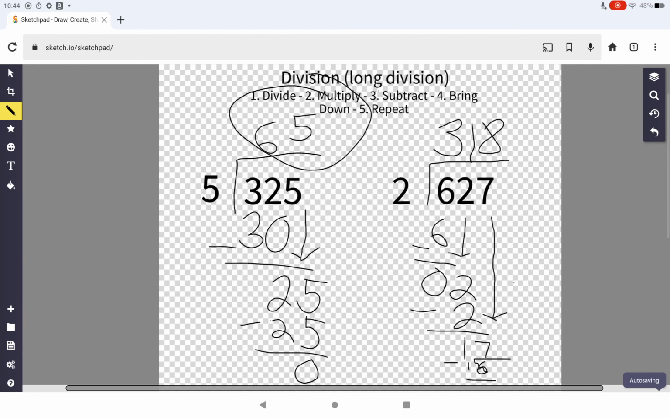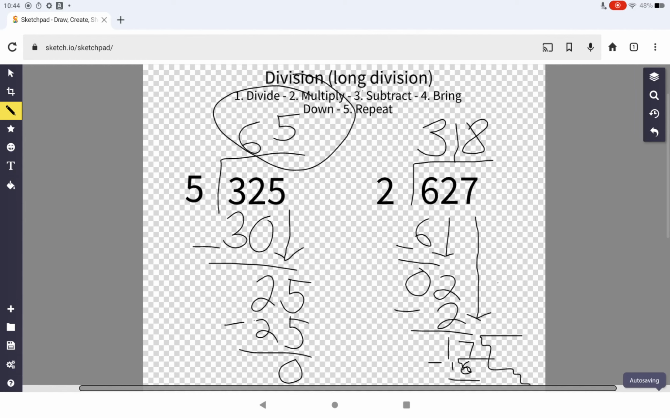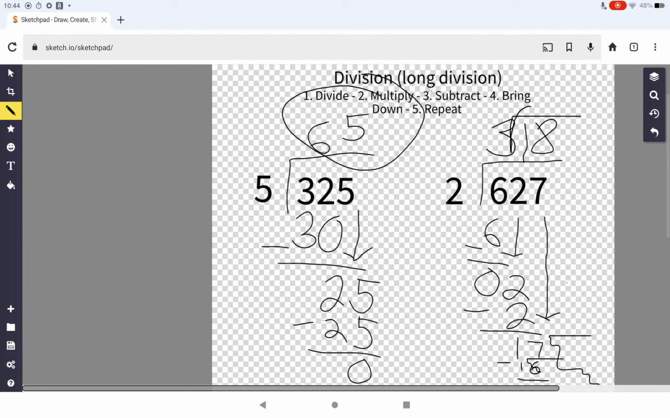I couldn't really write the 1 that well, but it's 1. We have remainder 1. So we get 318 remainder 1. We went all the way over to the right and did 17 minus 16, which is 1, and that is our remainder. Whatever we subtract last at the furthest place to the right is our remainder.